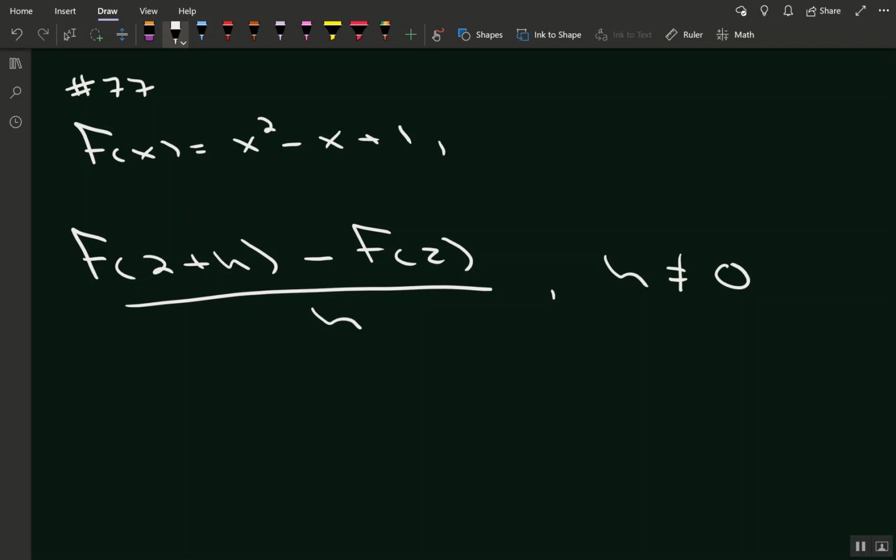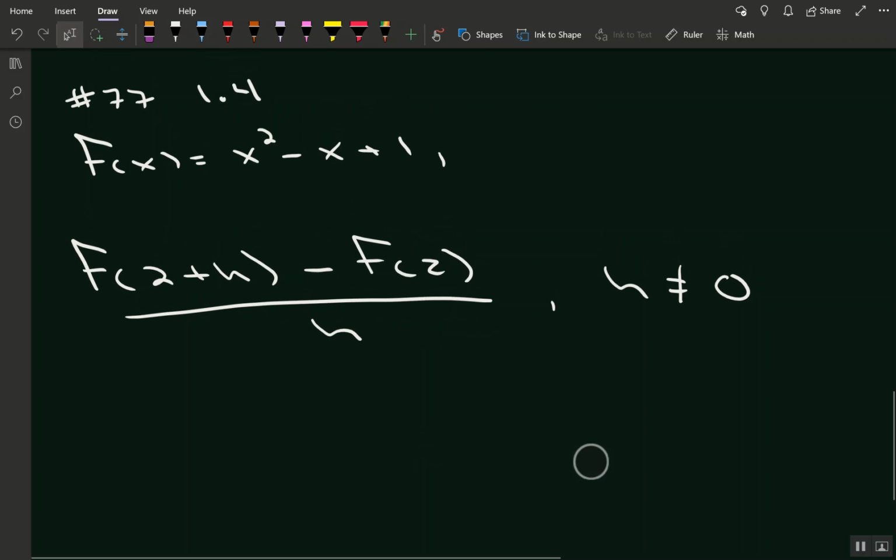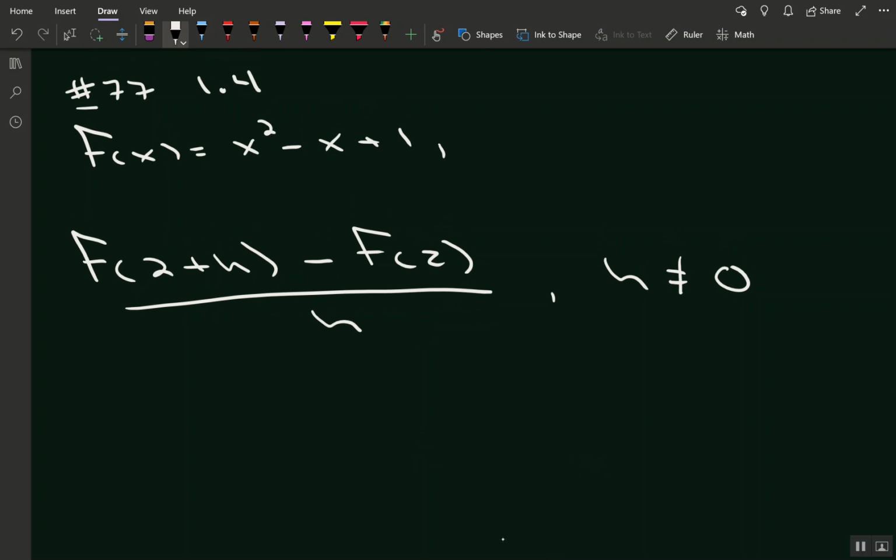Okay, this is number 77 from 1.4. One with a difference quotient in it. I get excited when I see this formula. You're going to see it again in calculus. Okay, so we learned this in class, and we just got to be a little careful here.